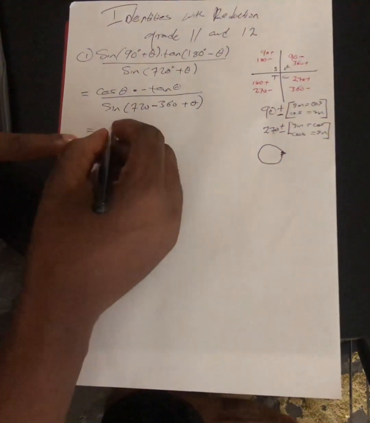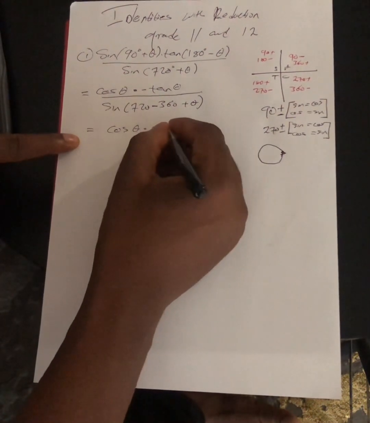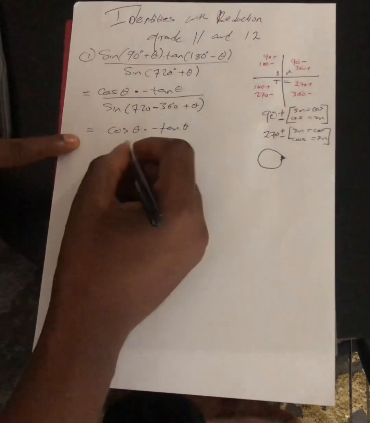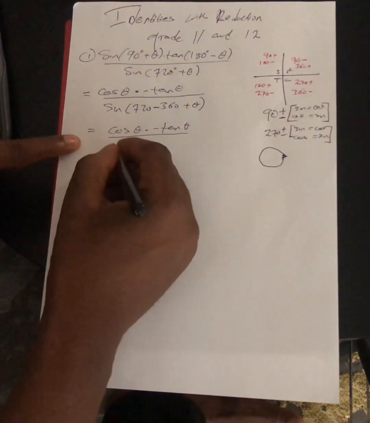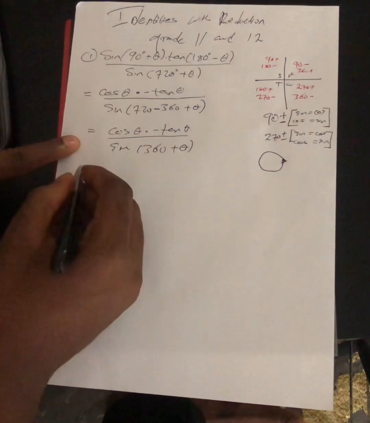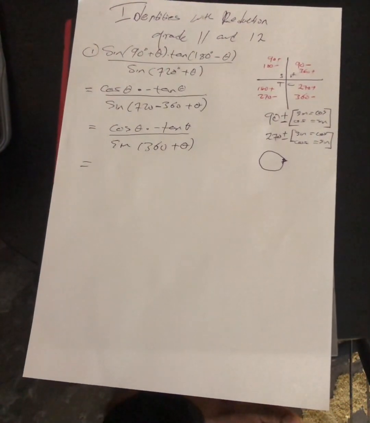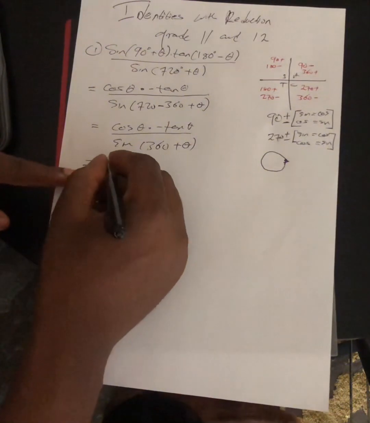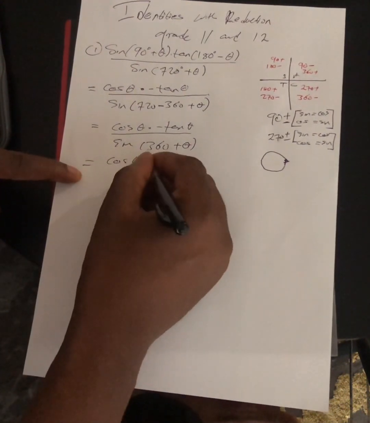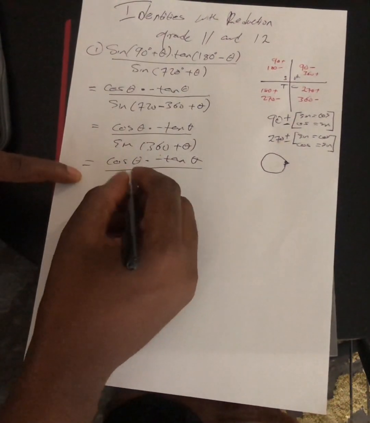So now we are going to have cos of theta multiplied by negative tan of theta, all this divided by what? Sine(360 plus theta). Then moving forward, 360 plus theta, where do we find this? It's in the first quadrant, and we say that all ratios there are positive. So we are going to have cos theta multiplied by negative tan theta, all this divided by what?